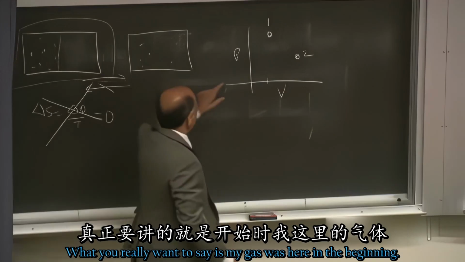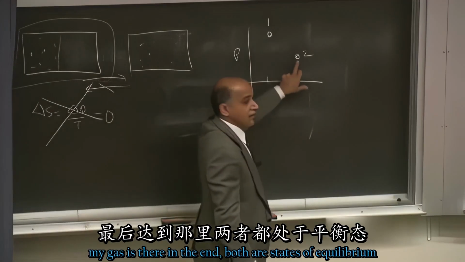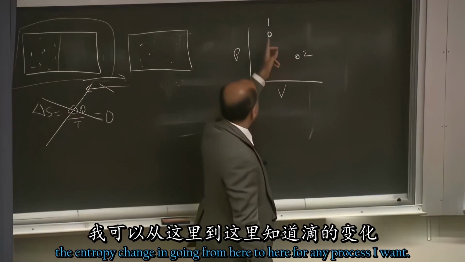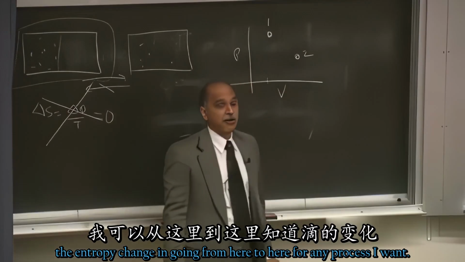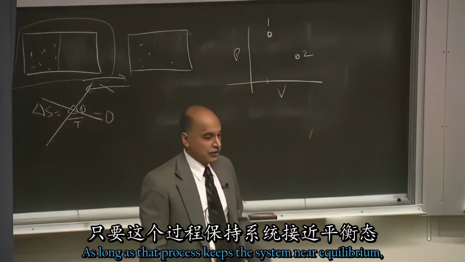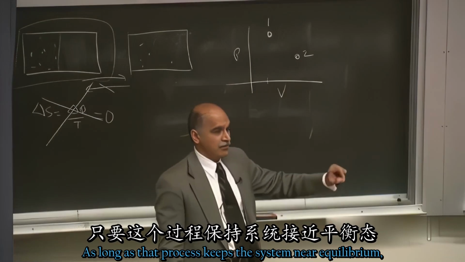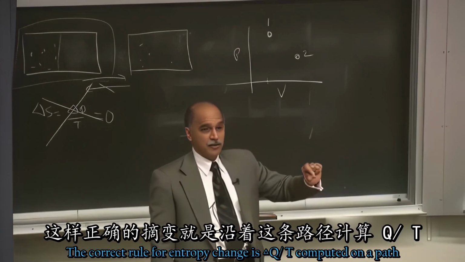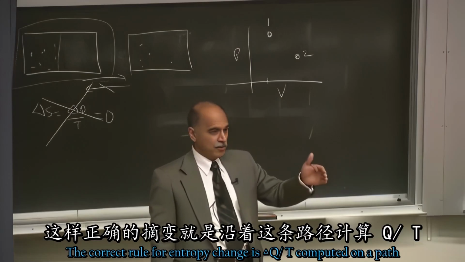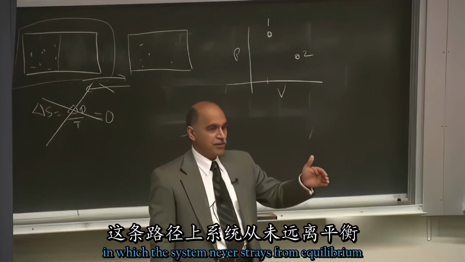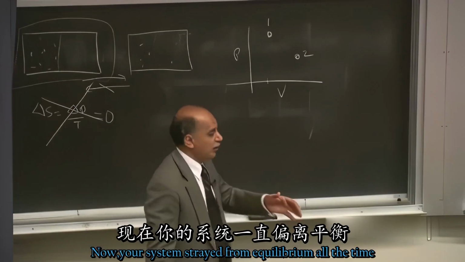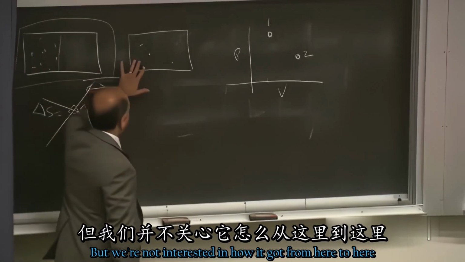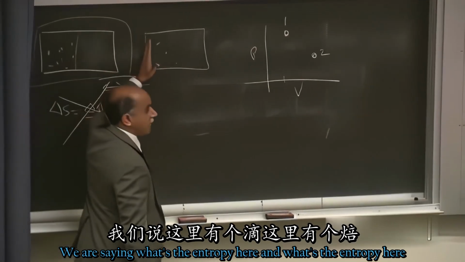What you really want to say is, my gas was here in the beginning, my gas is there in the end. Both are states of equilibrium, both have well-defined temperature, and I can find the entropy change in going from here to here by any process I want, as long as that process keeps the system near equilibrium, so I can follow dot by dot where I'm moving and add the delta Q over T. The correct rule for entropy changes is delta Q over T computed on a path in which the system never strays from equilibrium. Now, your system strayed from equilibrium all the time, but we're not interested in how it got from here to here. We are saying what's the entropy here and what's the entropy here.